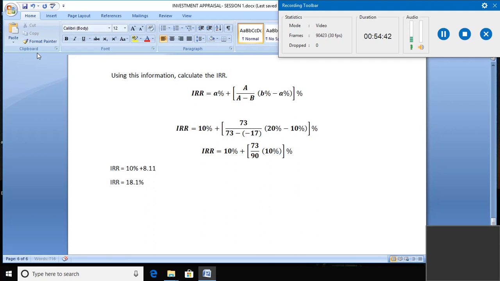18.1%. So all projects should be assessed using 18.1%. An investment that does not yield more than 18.1% return should be rejected in this case. That's the internal rate of return. So today we've looked at the three important investment appraisal techniques: the payback period, the net present value, and the internal rate of return.